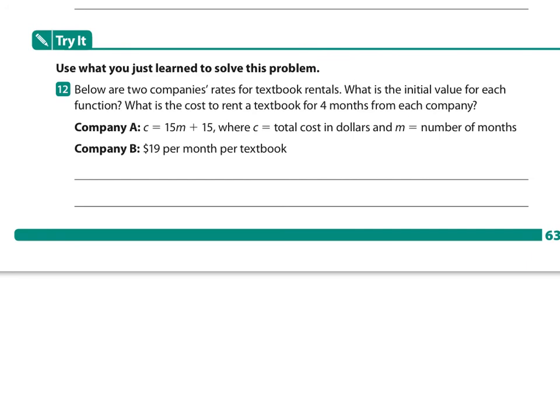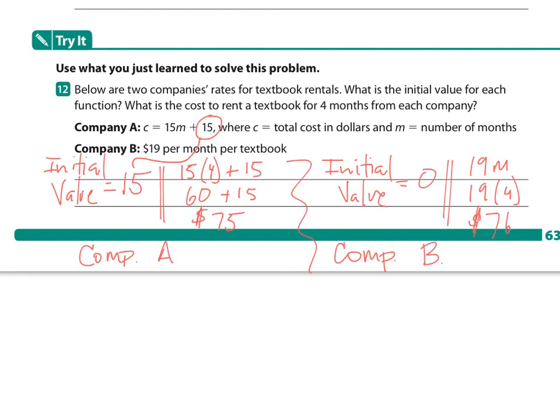Okay, here we go. Textbook rentals. Below are 2 companies who rent textbooks. So like, hey, I want to rent a textbook for 2 months or 6 months or 4 months, whatever it is. What's the initial value for each function? And then it wants to know the cost to rent a textbook for 4 months. So guys, pause this. You go ahead and give it a shot. Again, what's the initial value? And then, I rent it for 4 months, how much do we pay? So go ahead and pause it, and then we'll come back.